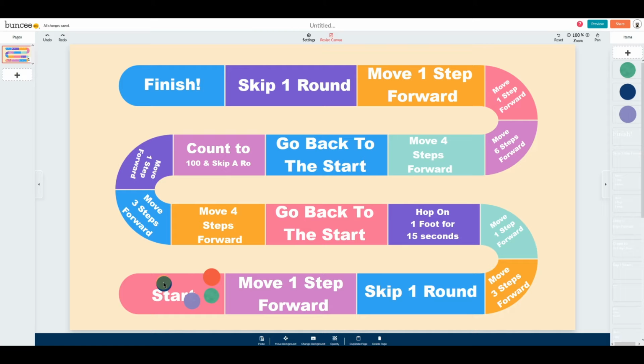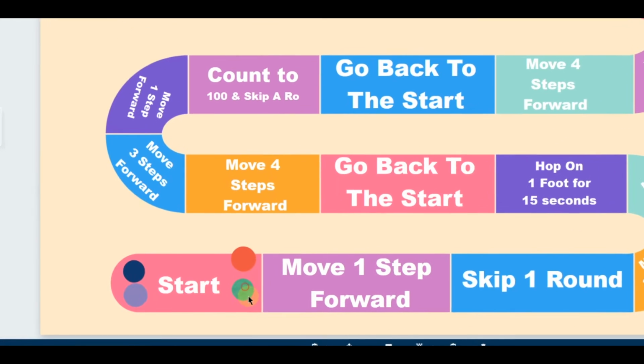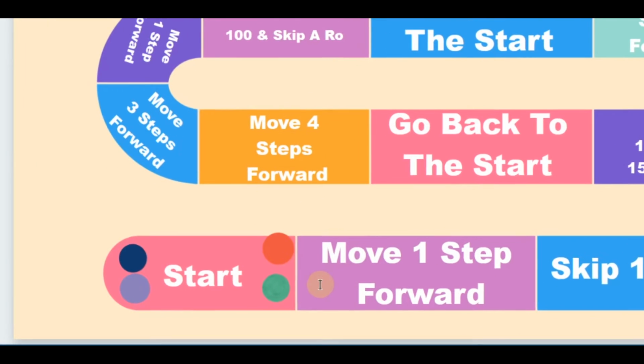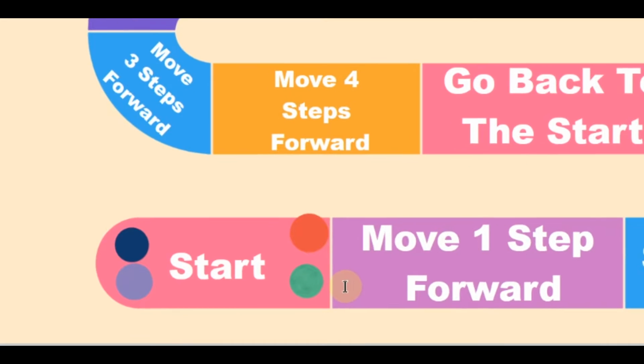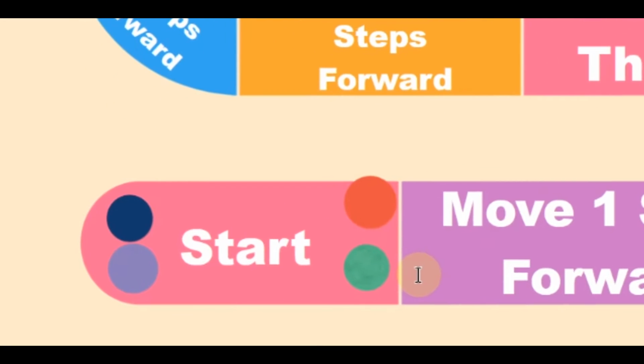For example, here on my board, of course, I added 4 player tokens. And I have them all lined up here on the starting square. And so we can now go ahead and playtest our game. So the way this game works is you're going to need to use a dice.